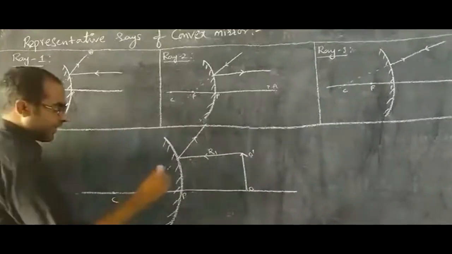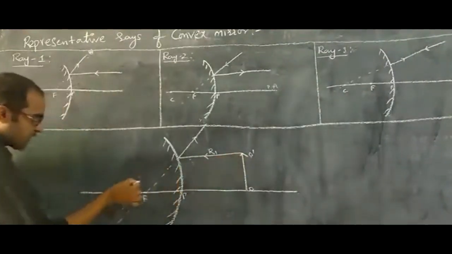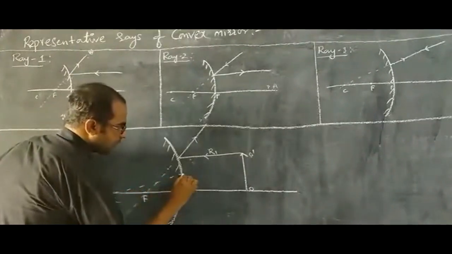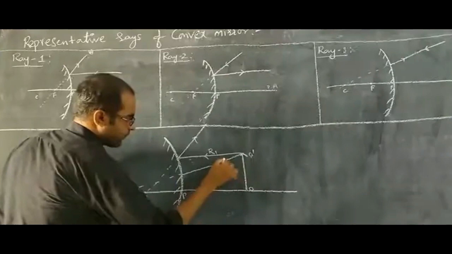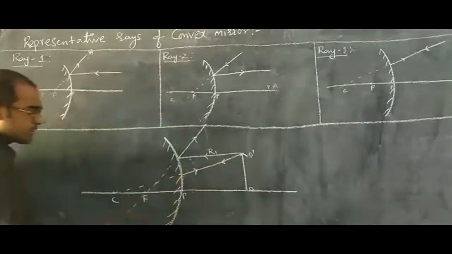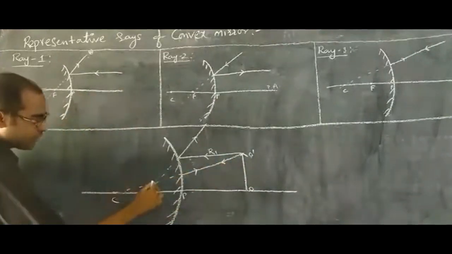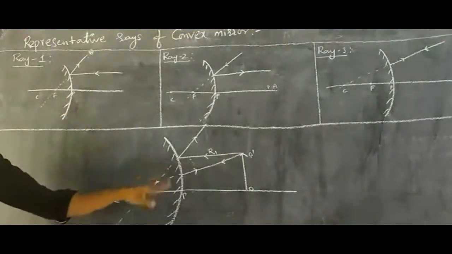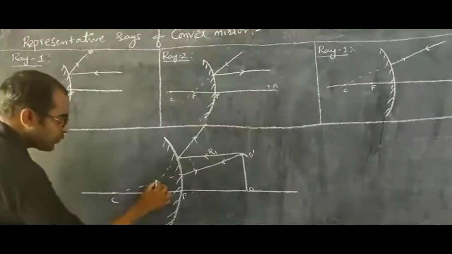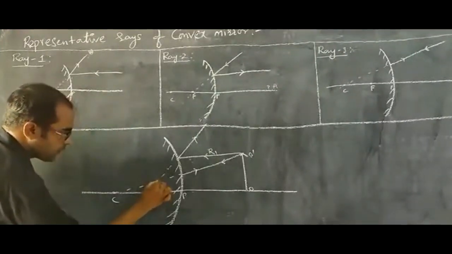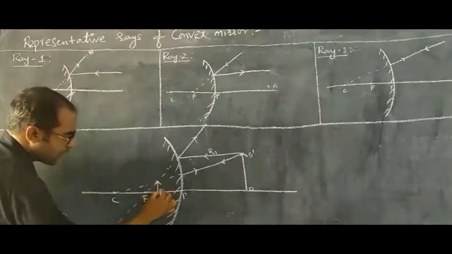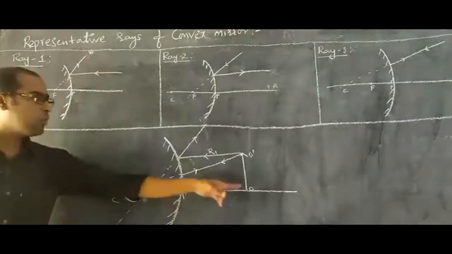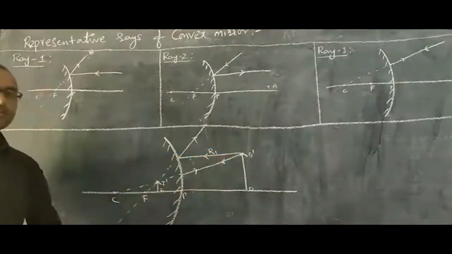Next, another ray, a ray which is appearing to pass through the center of curvature. Yes, it retraces the same path. And when you observe these 2 virtual rays, these 2 extrapolated rays, they are meeting at this point. This will be the image point, that is I dash. O dash is the object and I dash is the image.